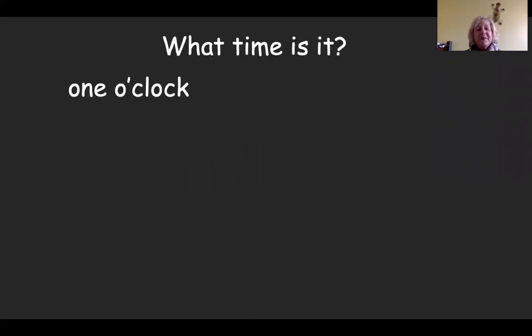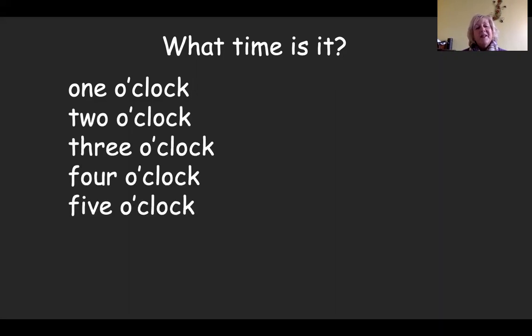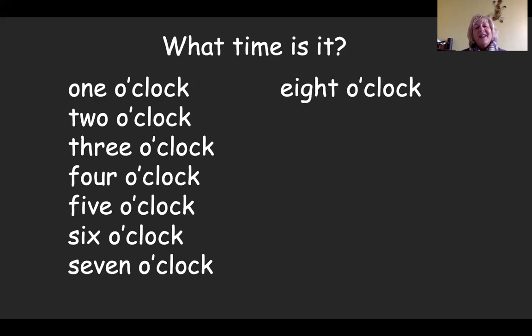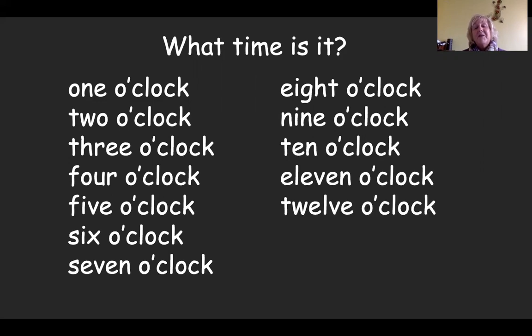And of course, o'clock. So we've got, first of all, 1 o'clock. These are very easy. And then 2 o'clock, 3 o'clock, etc. 4 o'clock, 5 o'clock, 6 o'clock, 7 o'clock, 8 o'clock, 9 o'clock, 10 o'clock, 11 o'clock, 12 o'clock, or if you want to be more specific, midday or midnight. And after midday, of course, is afternoon.